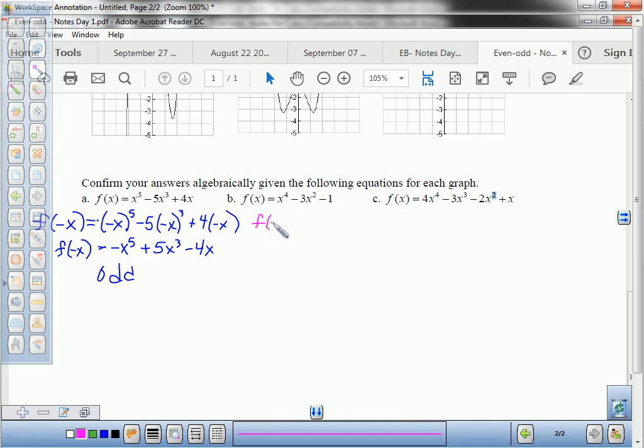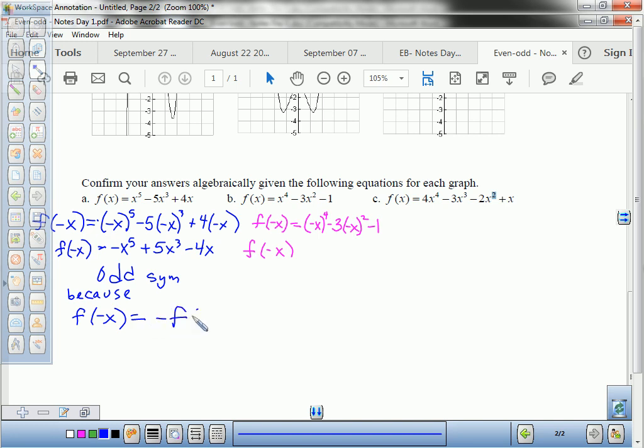Okay, this one. Let's plug in the opposite. And see what happens. If you were asked to explain why you would say this has odd symmetry, you would say it has odd symmetry because f of negative x is equal to the opposite of the original function. That's what that means. Because when I plugged in negative x, I got the opposite of everything I started with.